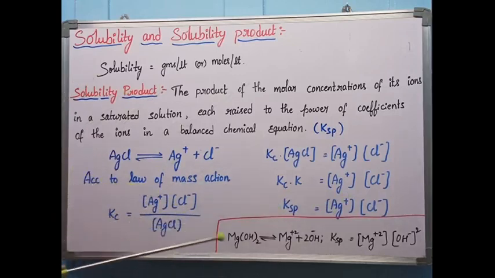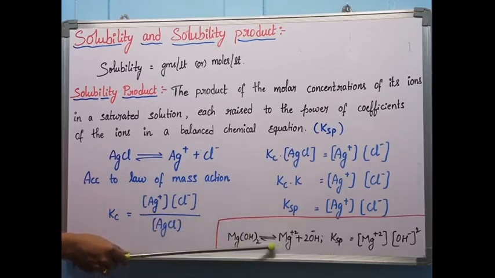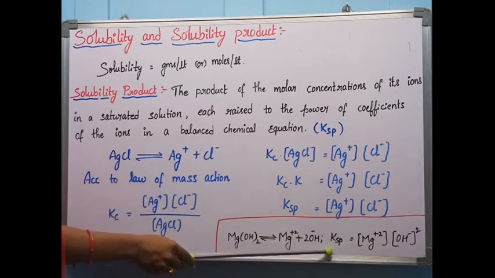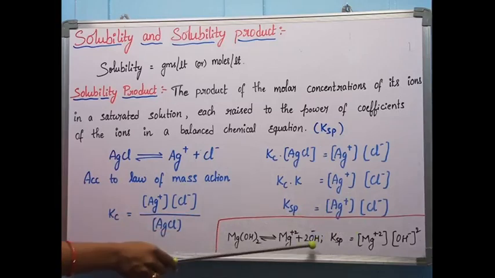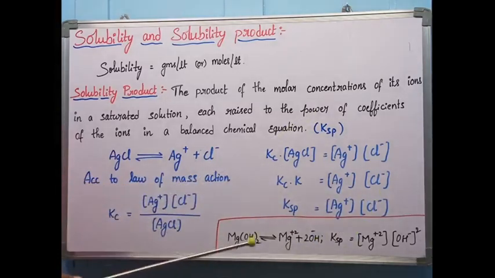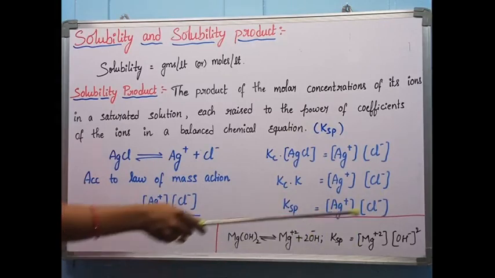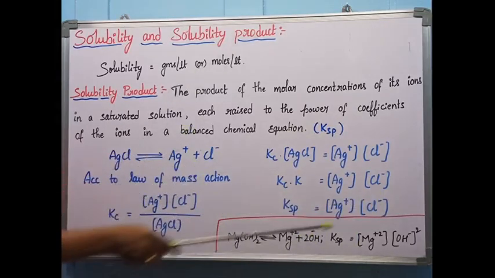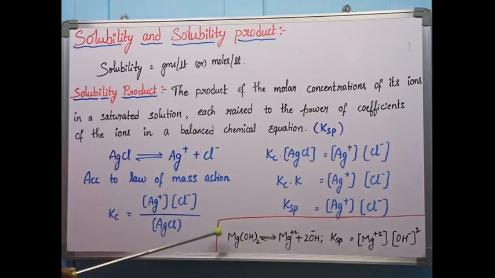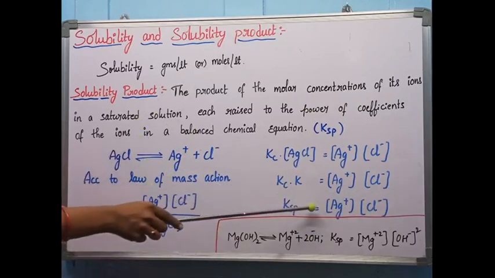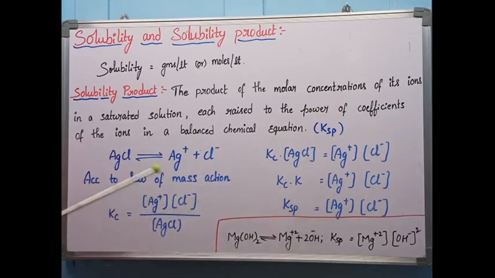Okay, so for example, if I take magnesium hydroxide and dissolve it in water, it dissociates into Mg 2 plus and 2 OH minus. For this I'll write the solubility product as Mg 2 plus concentration times OH minus concentration to the power 2. That means here the coefficients become powers of the particular concentrations. The product of molar concentrations of ions in a saturated solution is called the solubility product.